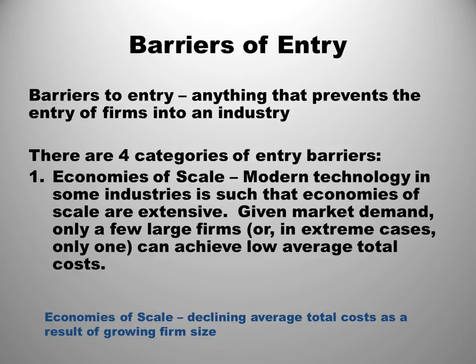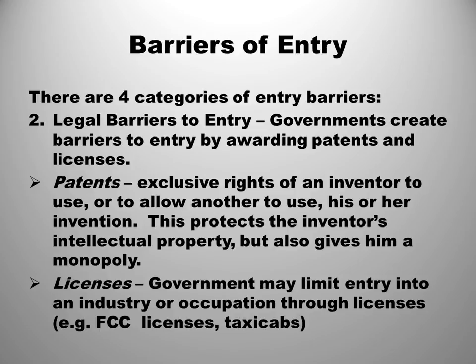Modern technology in some industries makes economies of scale extensive. Given market demand, only a few large firms can achieve a low average total cost. For example, if you want to just open a business building rockets, that probably wouldn't work. Giant production is necessary, and that would be a barrier to entry.